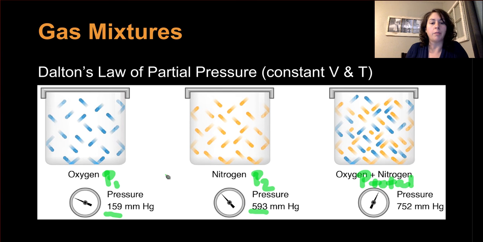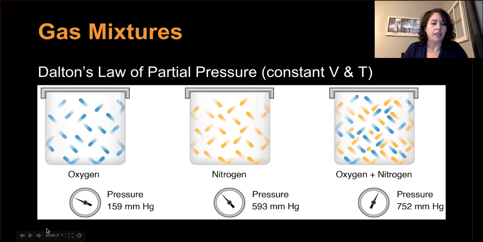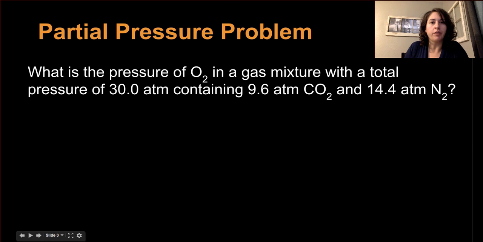If we take P1 plus P2, we end up equaling the total pressure of both of those gases when they're mixed together in that chamber at constant volume and temperature. So let's take a look at an example problem that you might see when you are doing some practice problems in chemistry. Okay, so here's one.